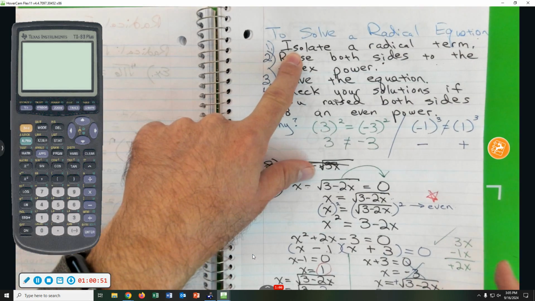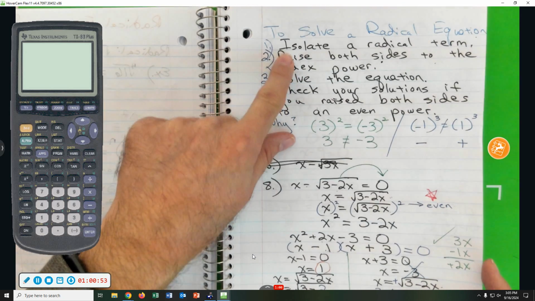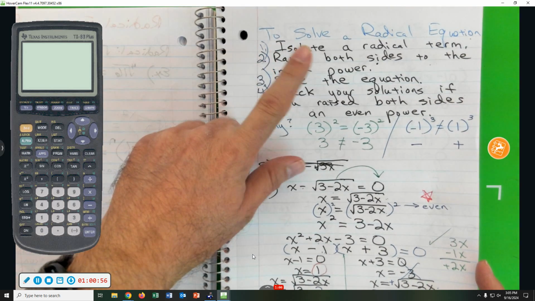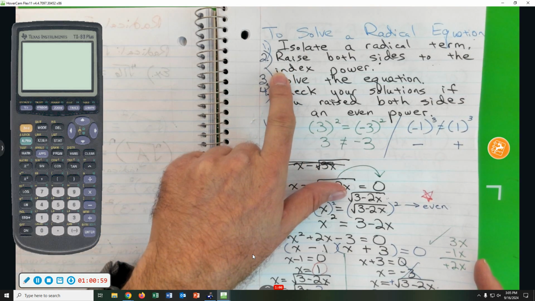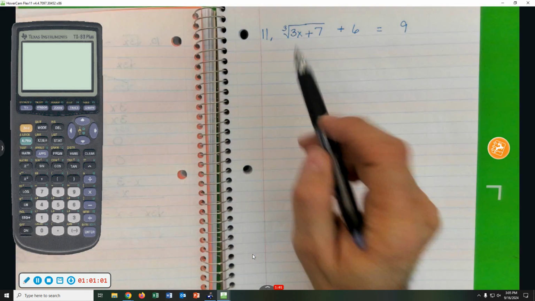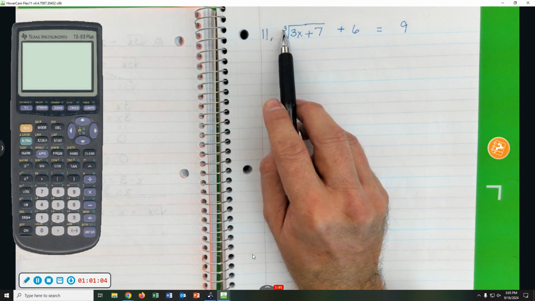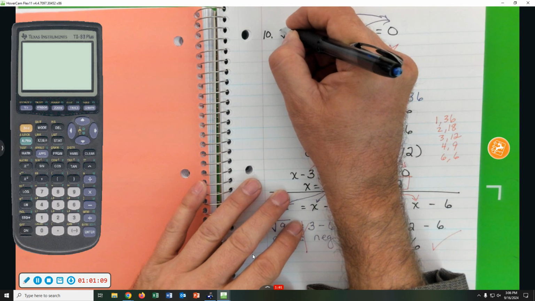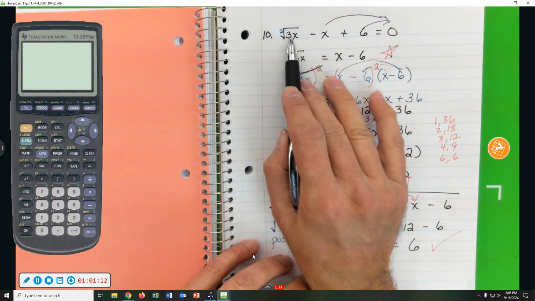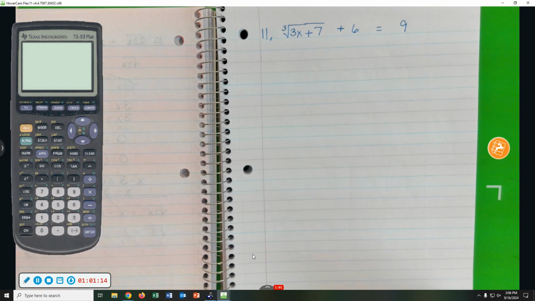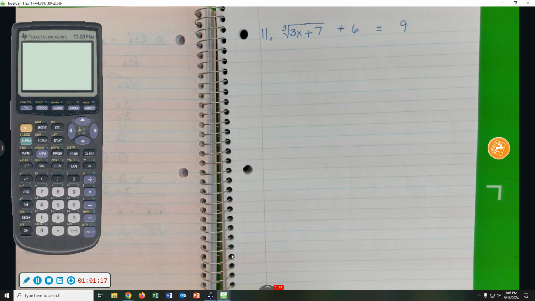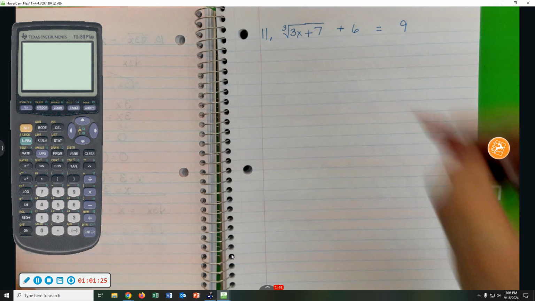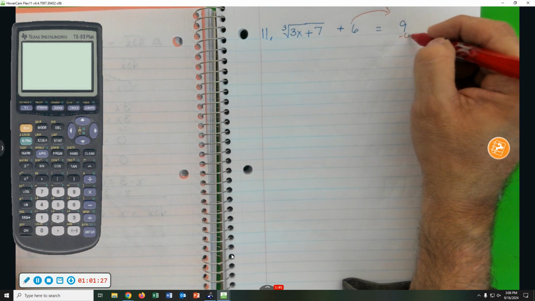Okay, so he's already asked you, and you've already said it. We've got to isolate that radical term first before raising both sides to the index. Well, here the index is clearly stated. It's a 3. Over here on all the other ones, it's not written square, but you sure say it, and you assume there's a square root. So we'll start off by, what are we going to do to isolate that radical term? There's only one sensible step to do. Subtract the 6. Yeah, 9 minus 6.